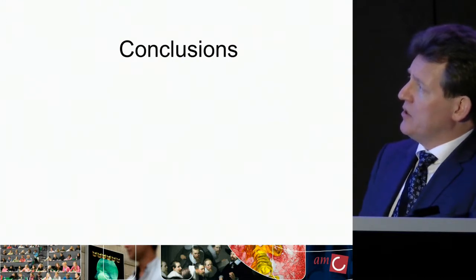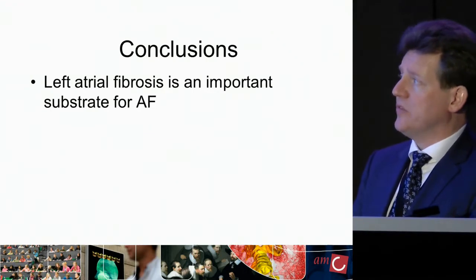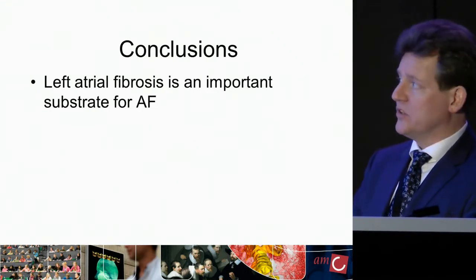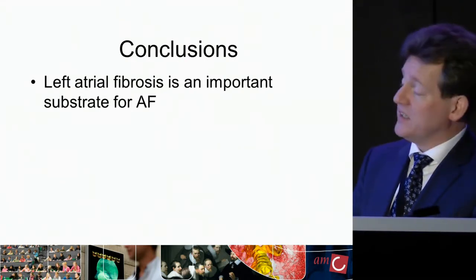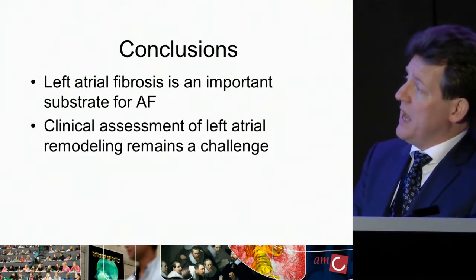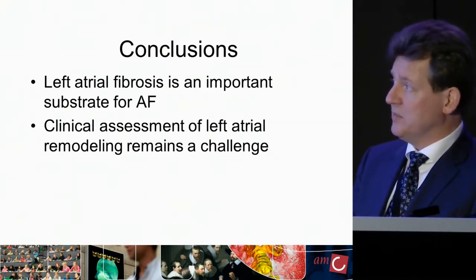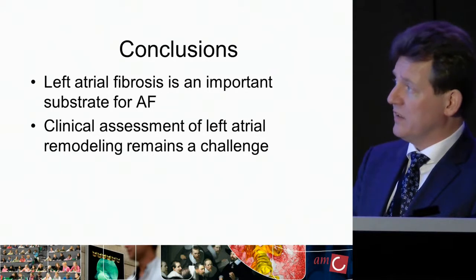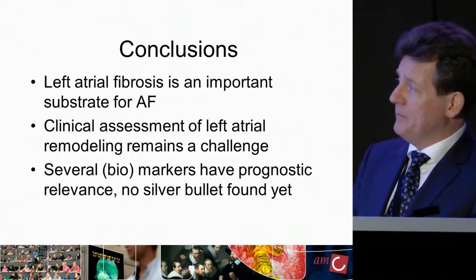So that brings me to my conclusions. Left atrial fibrosis is an important substrate for atrial fibrillation, and I think there's no discussion about that. There's discussion about how we can assess it in the patient. And that is a challenge, and that remains a challenge despite the very nice papers of Marrouche, despite the fact that there may be biomarkers in the blood that we can use. Several biomarkers have prognostic relevance, but I don't think we have found the silver bullet yet.